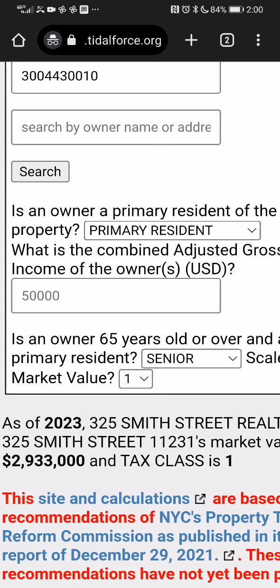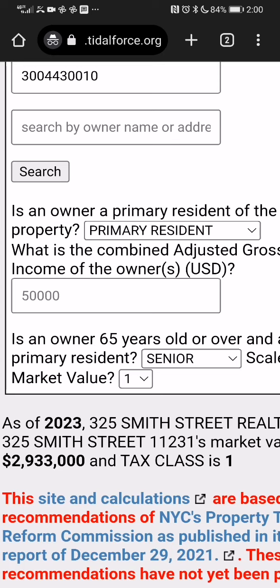So we're going to put in an adjusted gross income of $100,000. What do you think of that? Do you think that raising property tax by 900% is fair? No. No? Okay, our audience says no. And so we're going to put in a $100,000 adjusted gross income. We're going to say the person is a primary resident and they're a senior, right? So we picked primary resident and senior.